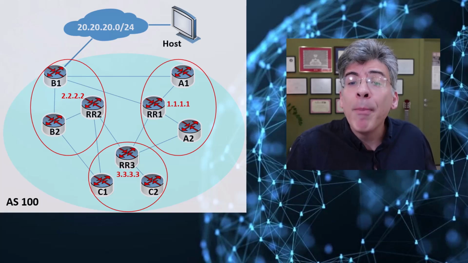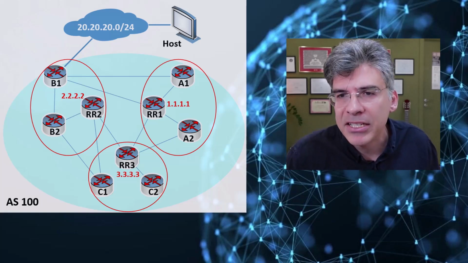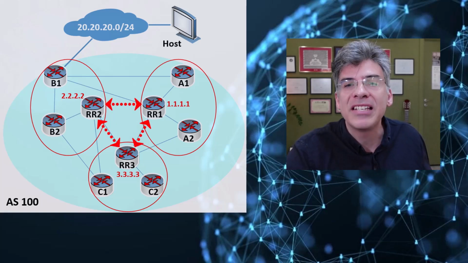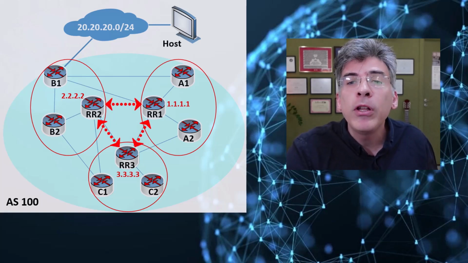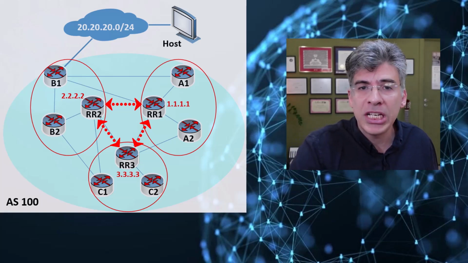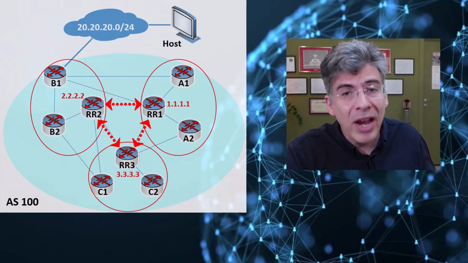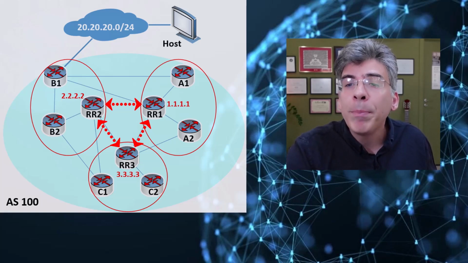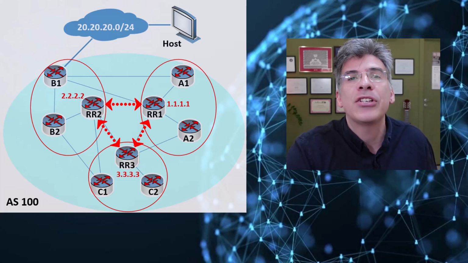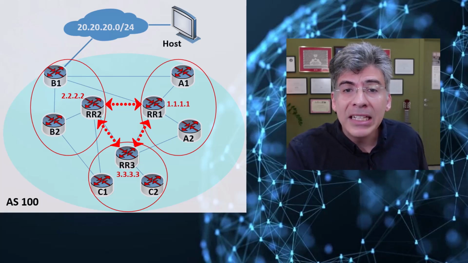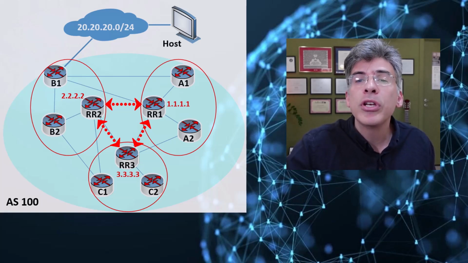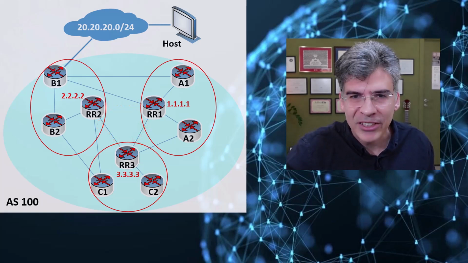Now, before we go on to talk about the cluster list attribute, we need to clarify how route reflectors behave when there are multiple route reflectors within an AS. The rule is that all route reflectors within an autonomous system must form a full mesh iBGP peering with each other. So in this topology here, in order for it to function correctly, RR1, RR2, and RR3 must all peer with each other in a full mesh fashion. Also keep in mind that all route reflectors always reflect all routes to all other route reflectors.